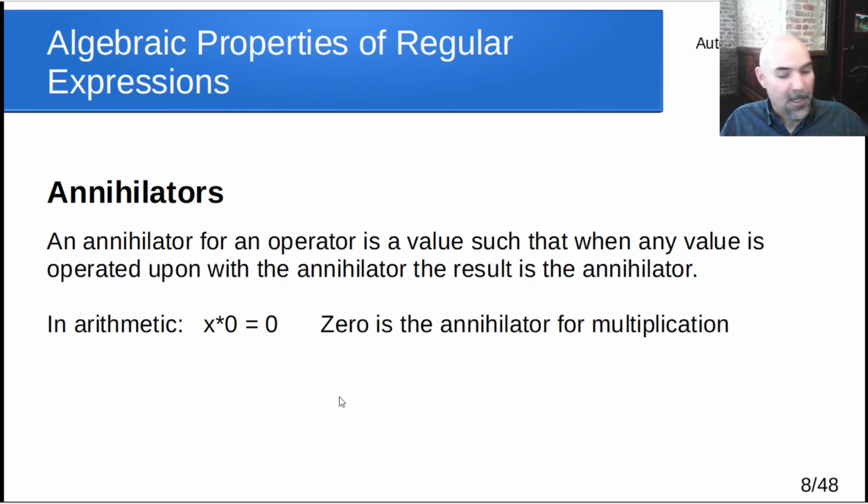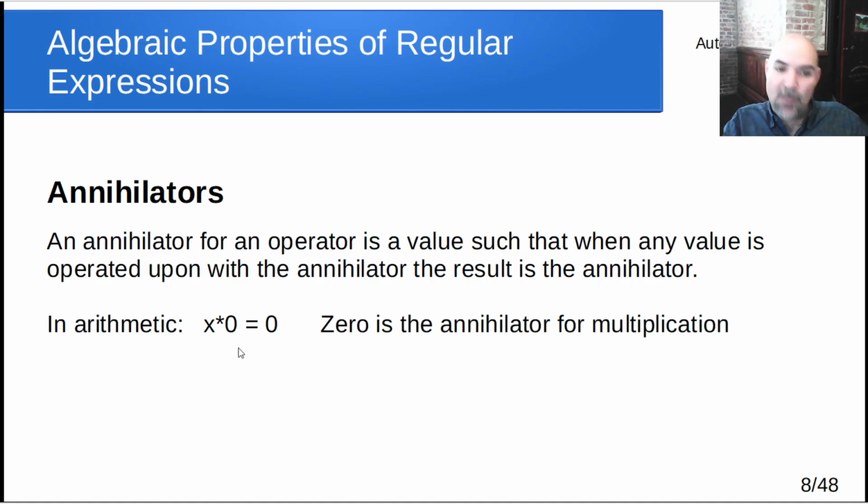Now, one related concept to that is called an annihilator. An annihilator is another value just like an identity, but what it does is, rather than passing through the item, the data, untouched, it annihilates it. It gets rid of it and replaces it with a value. So notice that 0 is the annihilator for multiplication. So anything times 0 is always going to result in 0.